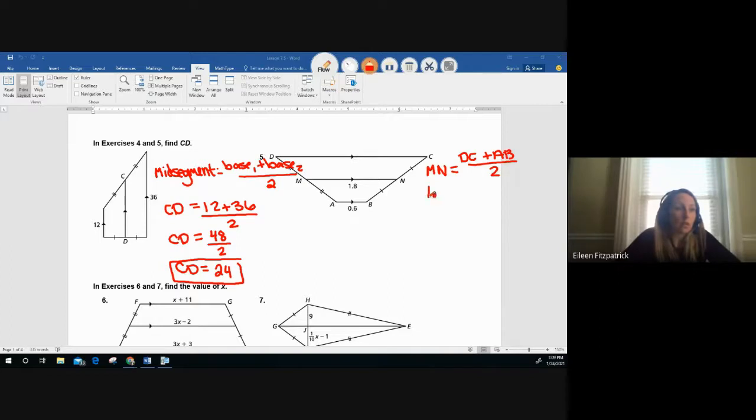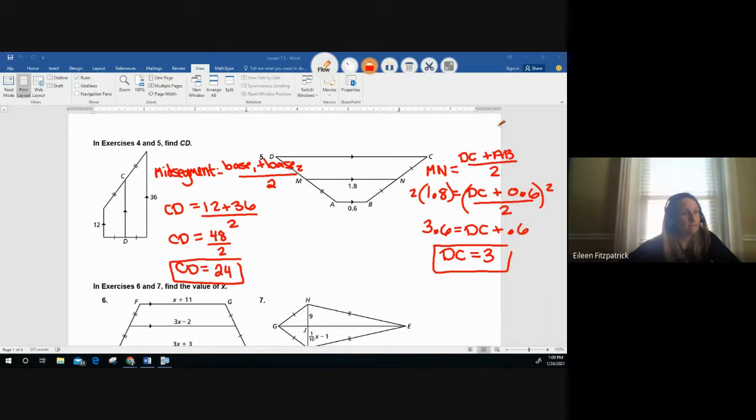So that's 1.8, the mid-segment, is equal to, I don't know DC, I do know AB is 0.6, divided by 2. Multiply both sides by 2 to get started, right? You want to clear out your fraction, get rid of your denominator. So I have 3.6 is equal to DC plus 0.6. Subtract 0.6 from both sides, and you get DC is equal to 3.